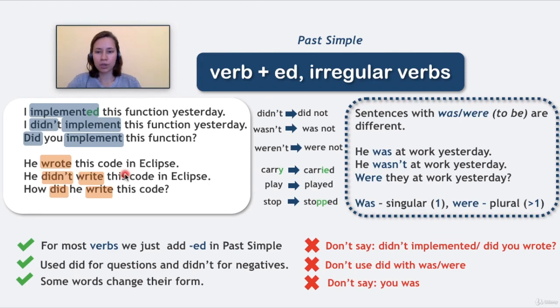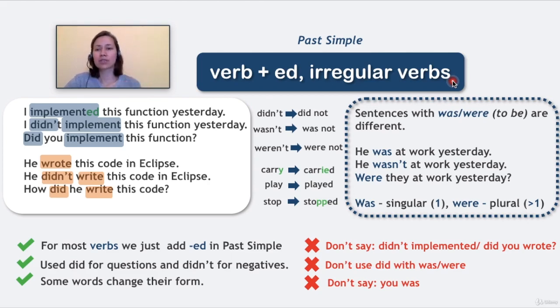He wrote this code in Eclipse. What can you see here? No ed is added. Why? Because this is an irregular verb. You see that past simple is formed with the verb plus ed, or if it's an irregular verb, you take the second column of those irregular verbs. As you know, verbs can be regular and irregular. So for past simple, you use the second column of irregular verbs.